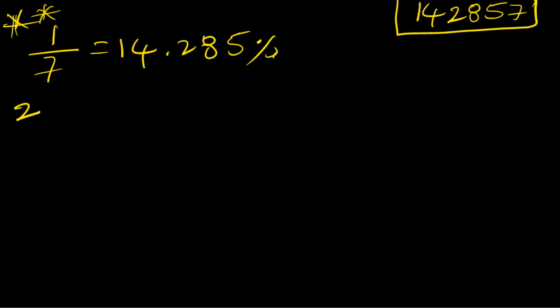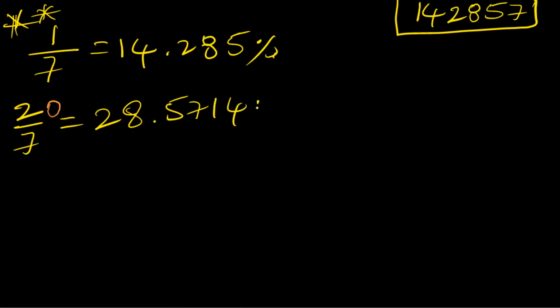Then we go to 2 by 7. Two by seven, we have to put a 0 here, 7 to the 14, then go for cyclic, 28.5714%.